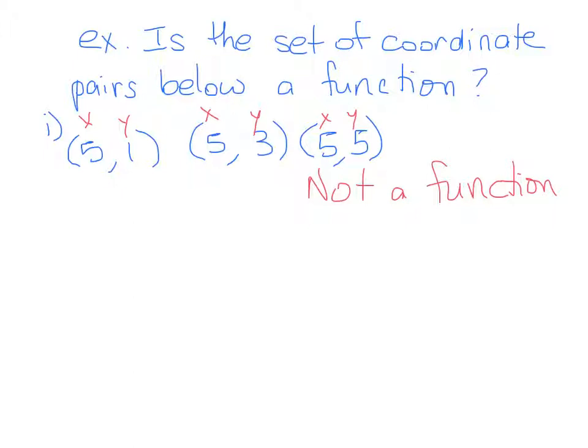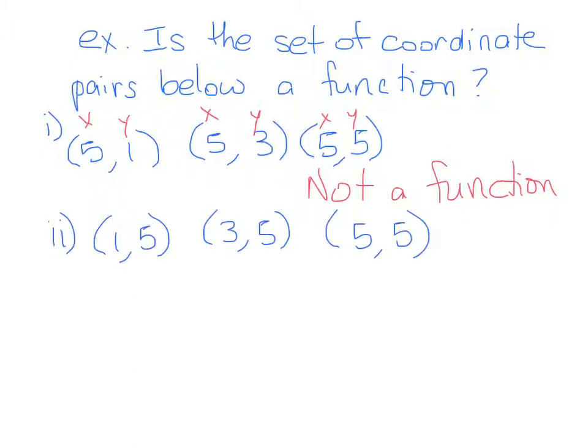Alright, let's try another one. Okay, so in this case I switched the order. So we have here xy, xy, and xy. Well, remember that the x's are allowed only one y, but the y's can have as many x's as they want. Not fair, but that's just the way it is. So because each x has only one y, this x has only one y, and it's 5, this x has only one y, and this x has only one y, this is in fact a function.